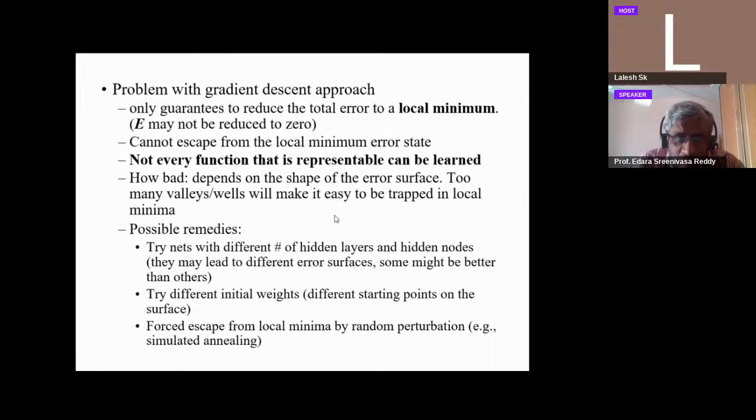And also here you are using the gradient descent algorithm. Gradient descent learning only guarantees to reduce the total error to a local minimum, which I discussed in previous sessions. This gradient descent learning definitely reduces to a local minimum only, but not the global minimum. So whenever the network falls into a local minimum, it's stuck there only. That's why I used momentum.